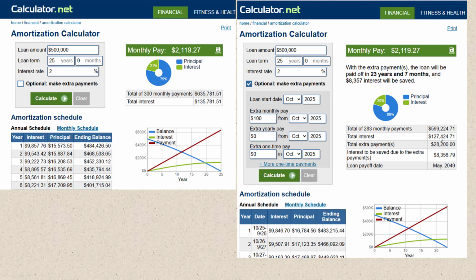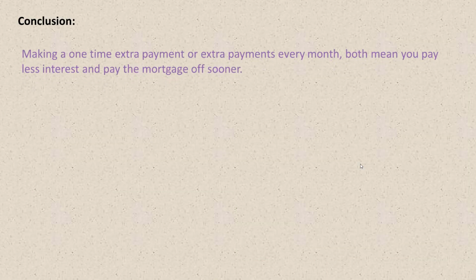So the total extra payments you make come to $28,200, just by putting $100 more a month on, and the amount you save is $8,300 over the life of the loan. So instead of paying it off in October of 2050, you're paying it off by May of 2049. So making regular extra payments also reduces how much you're going to pay.